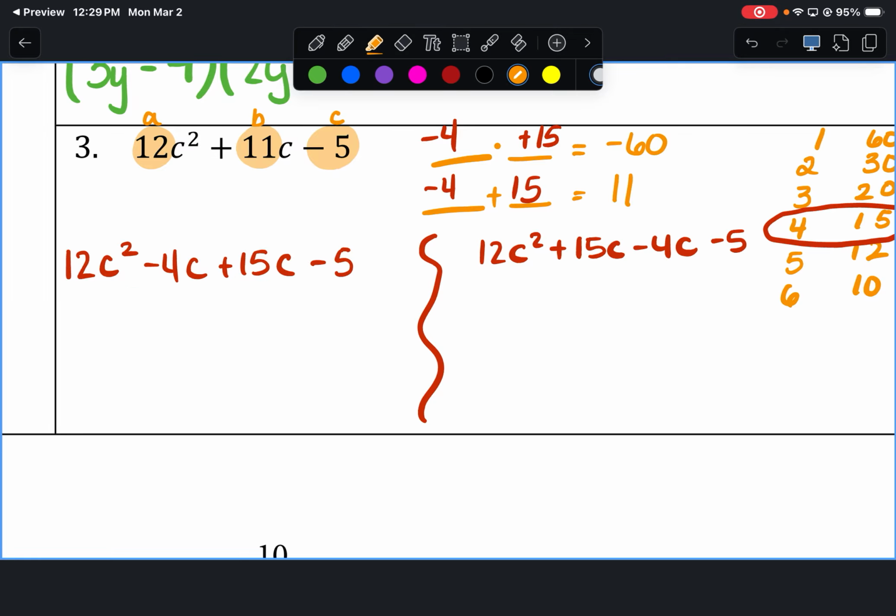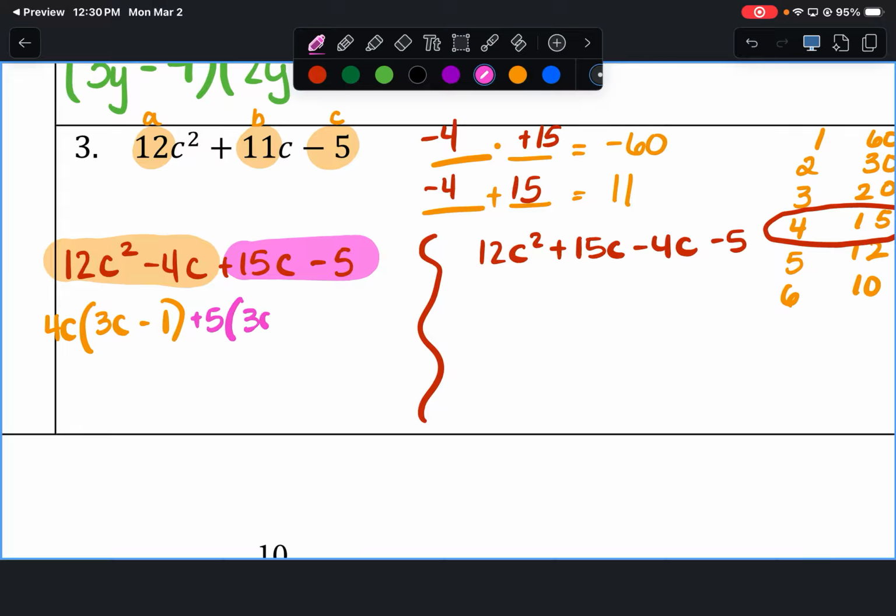So we group the first two terms and we group the last two terms, okay? When we group the first two terms this first way, we can take out a 4c, which leaves us with 3c minus 1. And then we can take out a 5, which leaves us with 3c minus 1. So we have the part that's the same and the part that's left over. So that's if we set it up the first way.